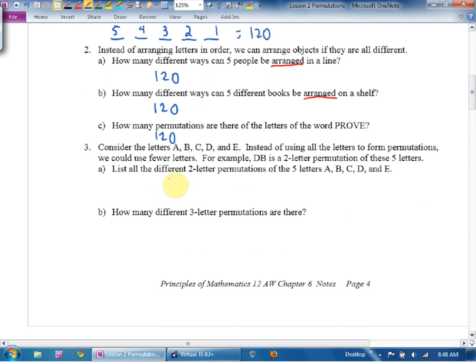Let's go back to our five letters, A, B, C, D, E. Instead of using all of the letters, we could use fewer letters. For example, DB is a two-letter permutation of these five letters, as would be DEB and CD and CB. How many of those are there? How many letters are they asking us to pick? How many choices do I have for the first letter? How many choices do I have for the second letter? How many two-letter permutations are there? 20. We call this an arrangement of five letters taken two at a time. How many different three-letter permutations are there? 5 times 4 times 3, 20, times 3, 60.